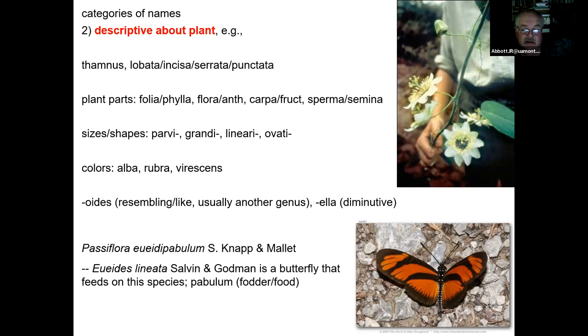euodipabulum is actually, how do I phrase it, is describing, it's telling something about the plant, right? There's this butterfly genus called Euides, which eats this plant. And pabulum is a word that refers to fodder or food, like animal food. And so euodipabulum just means this is the passion flower that is eaten by this species, right? And so again, that's a very obscure, hard, cryptic word, but it actually has meaning for people who know something about butterflies and Latin and Greek roots.